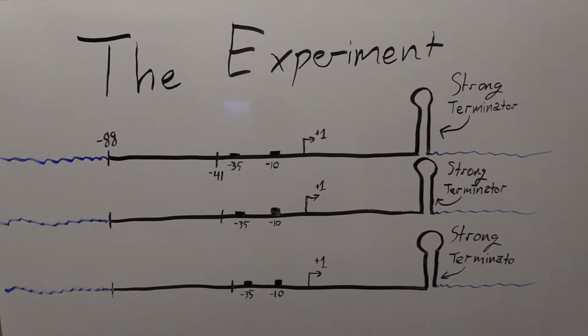You can see that they all have this hairpin loop structure at the end. This is a strong terminator. This makes sure that all transcription ends at the same point. So these 3 lines represent 3 different in vitro assays.